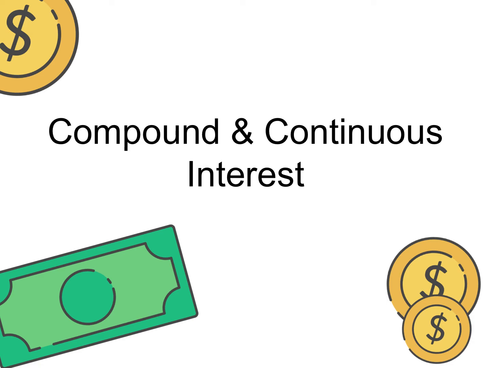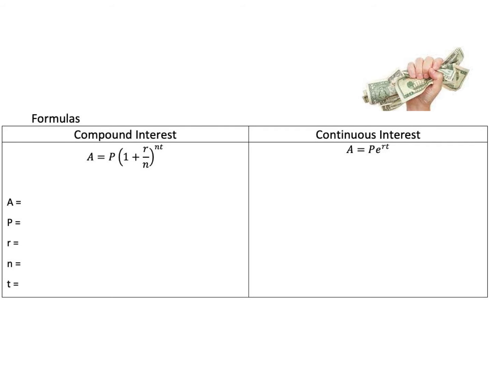We're going to look at a very useful application of exponential functions, which is compound and continuous interest. Both when you borrow or when you invest money, you earn interest on the money that sits in the account. When you earn interest on previous interest, this is known as compound interest.